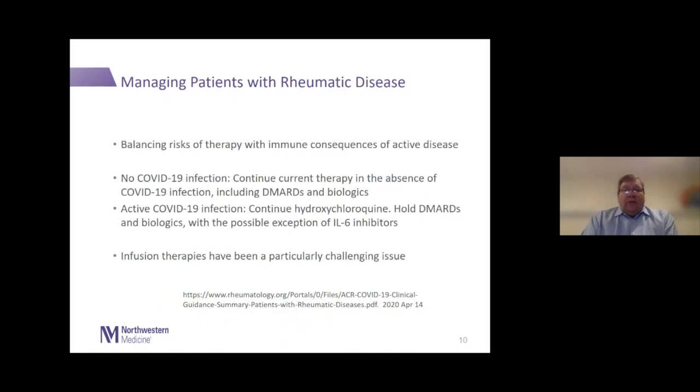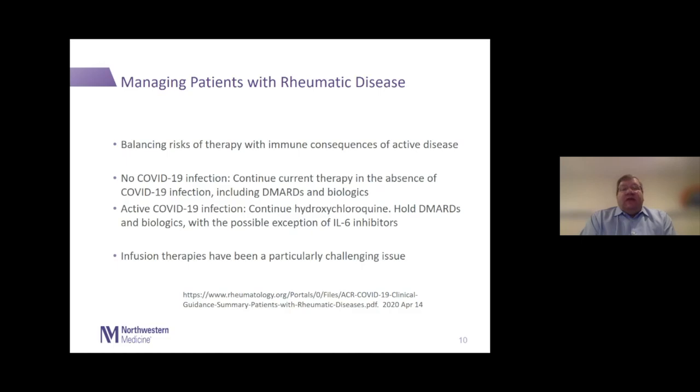Next slide. I'm going to shift gears and talk a little bit about our patients with rheumatic disease. From the very beginning, we have been concerned about our patients with our various diseases, rheumatoid arthritis, lupus, systemic sclerosis, et cetera. And we've tried to balance the risks of therapy of the disease with the immune consequences of having active underlying disease and what that says in terms of acquiring COVID-19 infection or having a more serious infection.